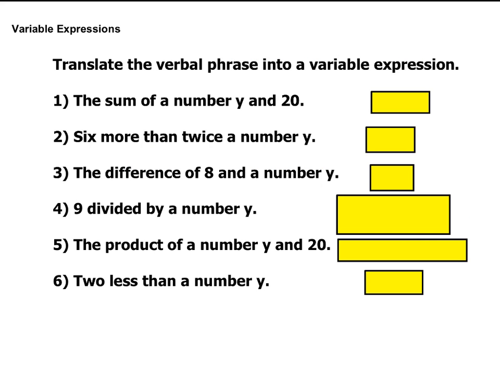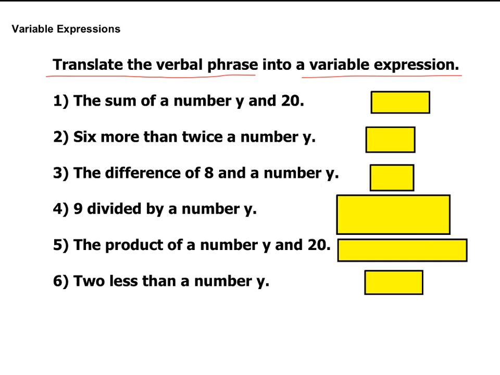The directions here say translate the verbal phrase. That means translate these written words into a variable expression. So we're going to take these written simple sentences and translate them into variable expressions. Now remember, variable expression was one of our vocabulary words. That simply means a math sentence with numbers, letters, and operations or symbols. So let's read sentence number 1. The sum of a number y and 20.